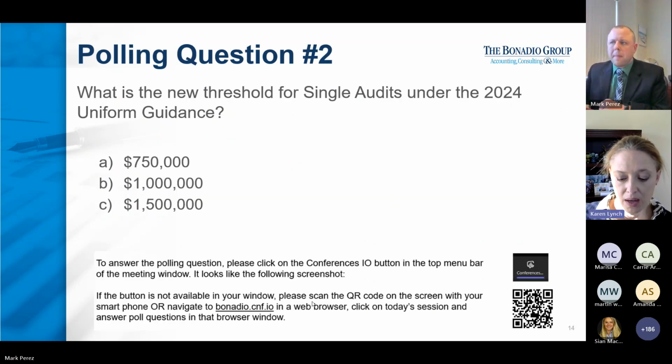That's a great point, Mark. And with that, we're going to actually launch poll number 2, which is, what is the new threshold for single audits under the 2024 Uniform Guidance? 750, a million, or 1.5 million? And again, you'll click on that in Conferences IO and select your option, and then make sure you hit submit when you have entered that. So with that, we'll keep going.